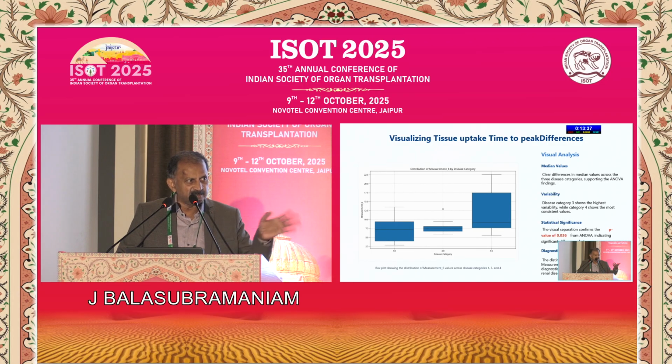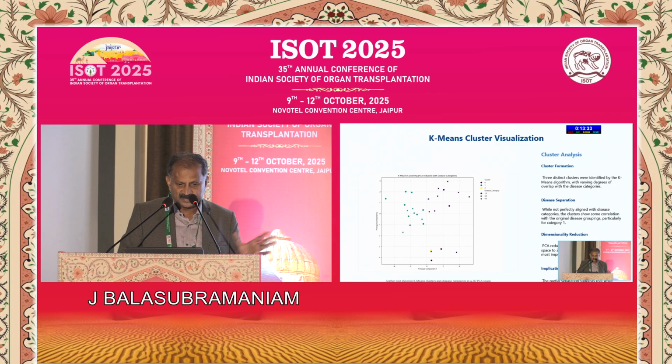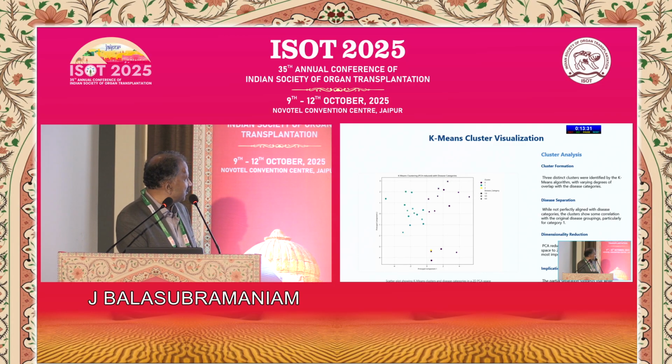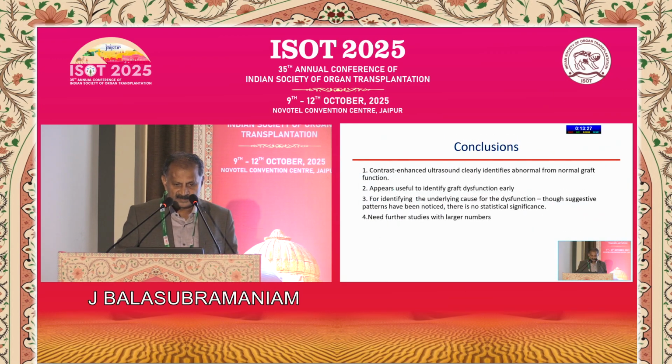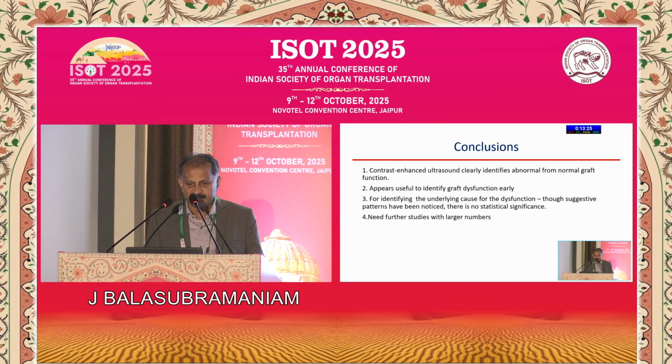And the slides were also made by that AI software. And this is the cluster visualization, and the 3 groups it could separate out. And so it concluded that contrast enhanced ultrasound clearly identifies abnormal from normal, appears useful to identify graft dysfunction early, and underlying cause also, maybe with more parameters and more numbers, it should be possible soon.